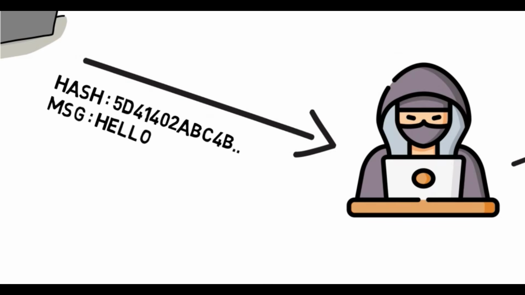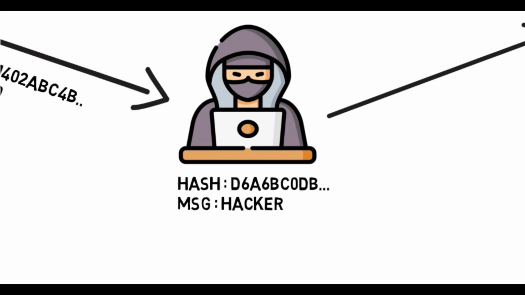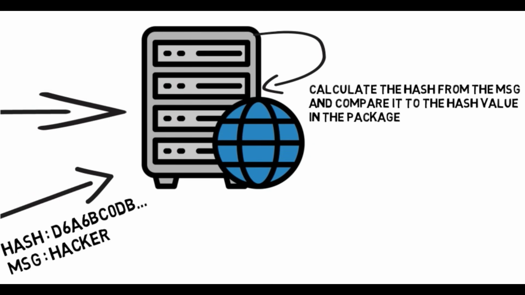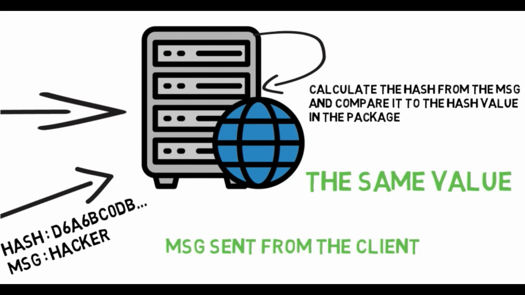But what if a man in the middle captures the data, changes it, and then calculates the new MD5 hash of the new message and changes it also? Then the server will take the message and calculate the hash. It is indeed the same as the one in the package, which means the message is from the client.